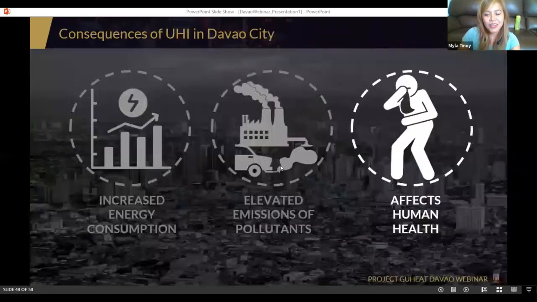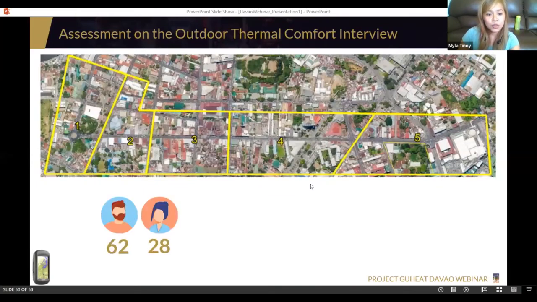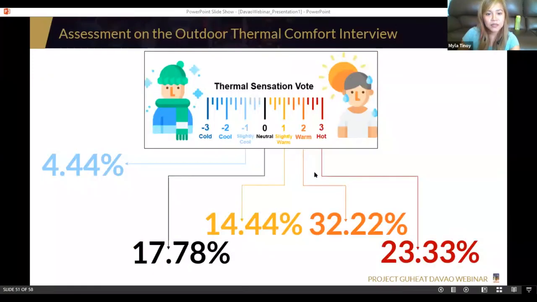Now we are down to our last topic. Of course, nothing can be more felt than the direct effect of urban heat island on human lives. So we conducted an outdoor thermal comfort survey among some residents and visitors of Davao City last January this year. A total of 90 interviewees. Their age ranged from 9 to 73 years old. And based on the results of thermal sensation votes, about 32.22% and 23.33% of respondents answered they felt warm and hot respectively.